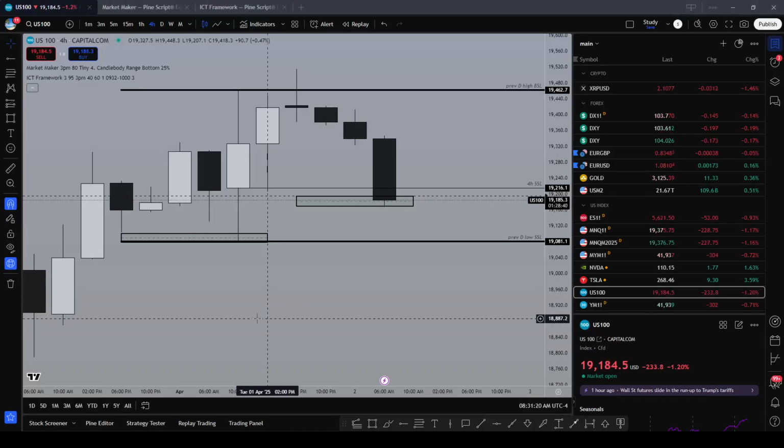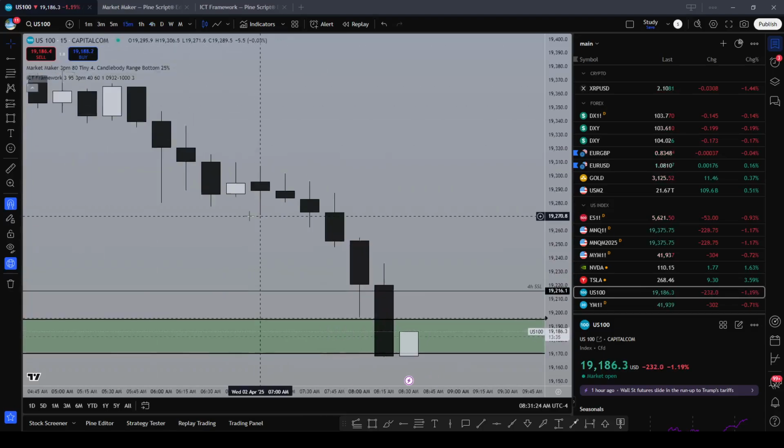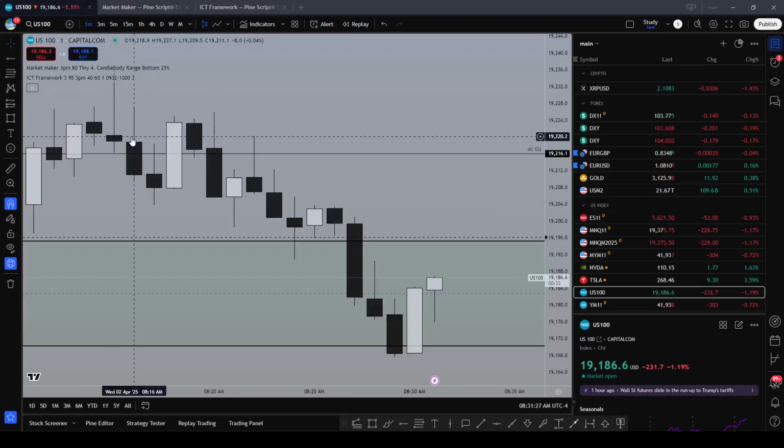Alright, so here's pre-market analysis, basically before the market opens. That's what's considered pre-market analysis.